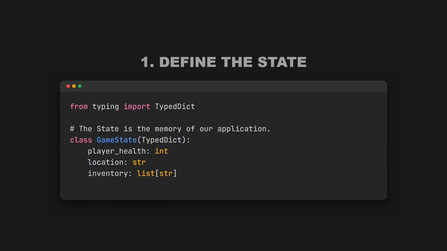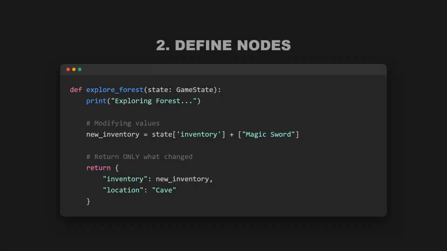This schema is the contract. Every single node in our graph will receive this state, modify it, and pass it on. It ensures that our agent always knows exactly where am I and what do I have, no matter how complex the graph gets.